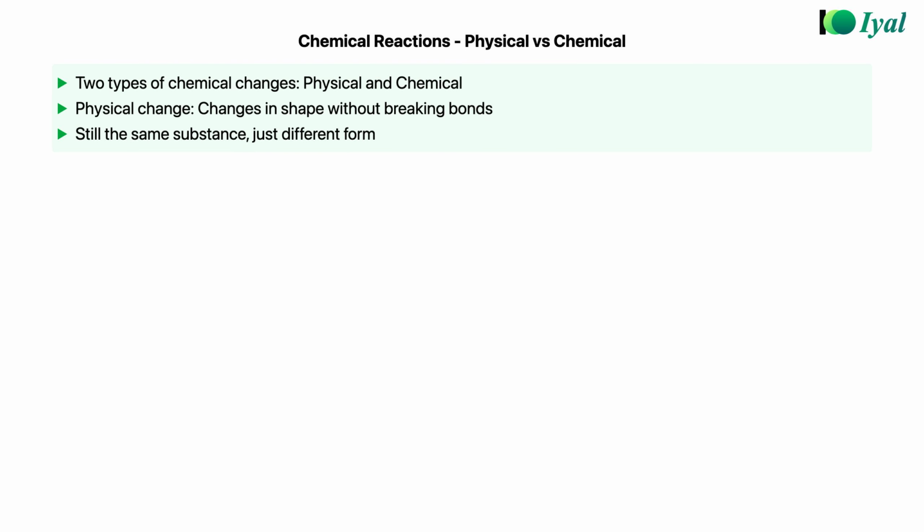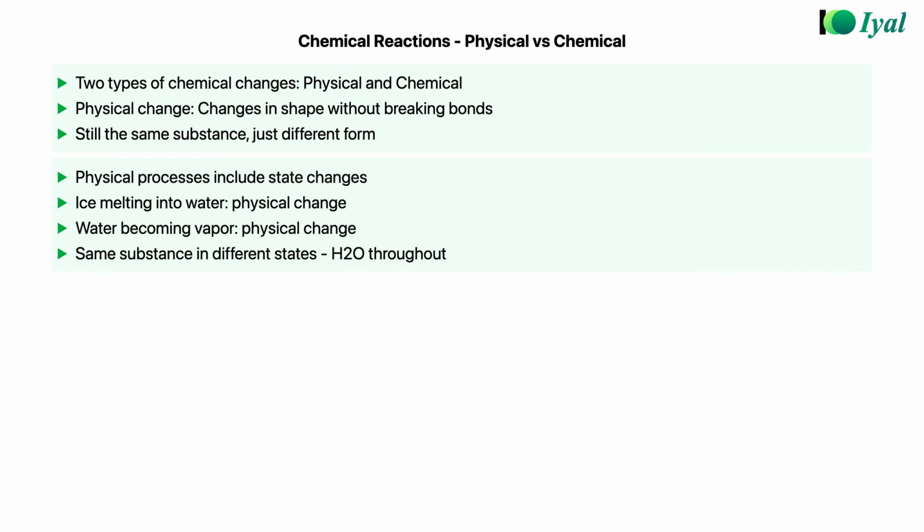Before we dive into enzyme mechanisms, we need to understand what a chemical reaction actually is. There are 2 types of changes that matter to us. First is a physical change. That's when something changes shape or appearance, but no bonds are broken. It's still fundamentally the same substance. State changes are physical processes.